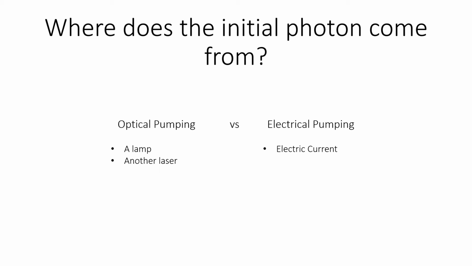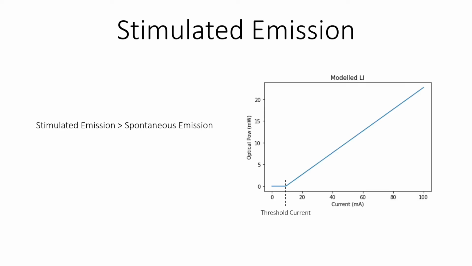There are two popular methods: optical pumping from other light sources or electrically pumping using semiconductor p-n junctions. As current is provided, electrons combine with positive holes, producing spontaneous emission. In semiconductor lasers, a laser is said to laze when the current passes a threshold current and the optical power starts to increase. This occurs once the stimulated emission starts to dominate over the spontaneous emission.